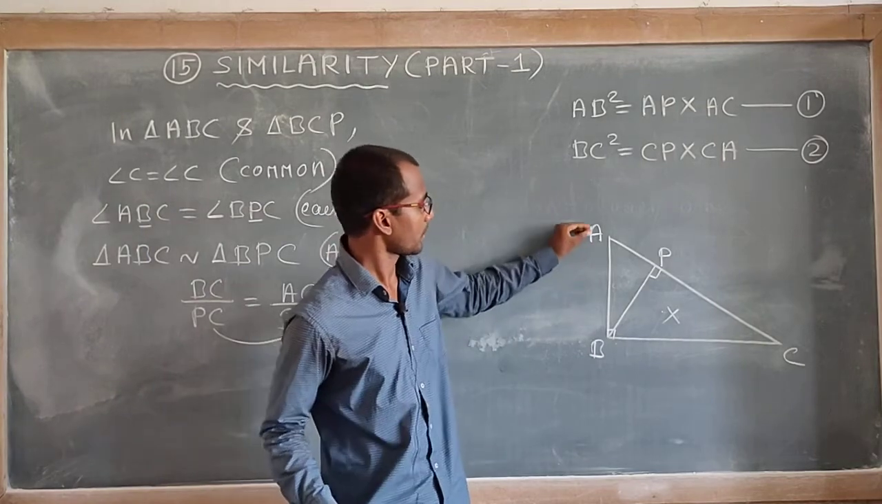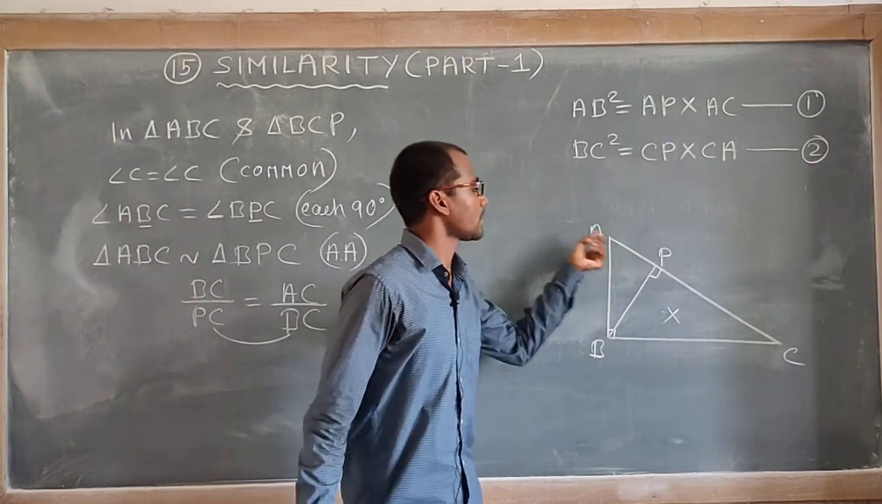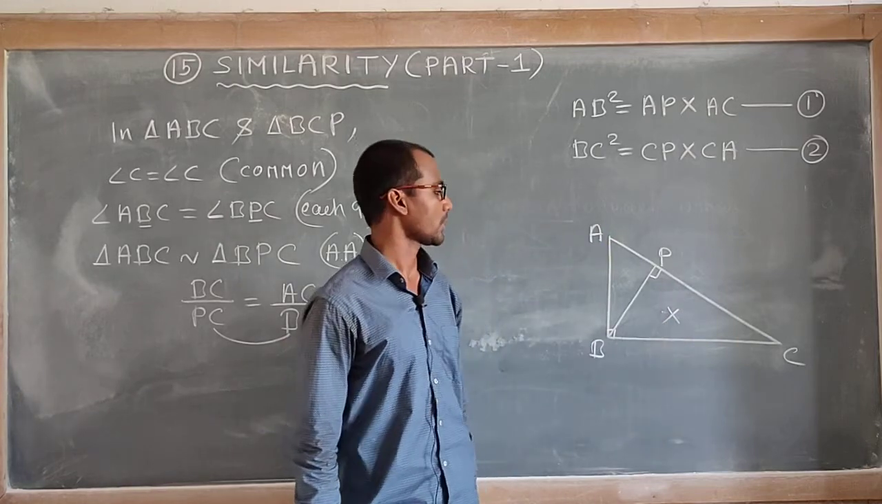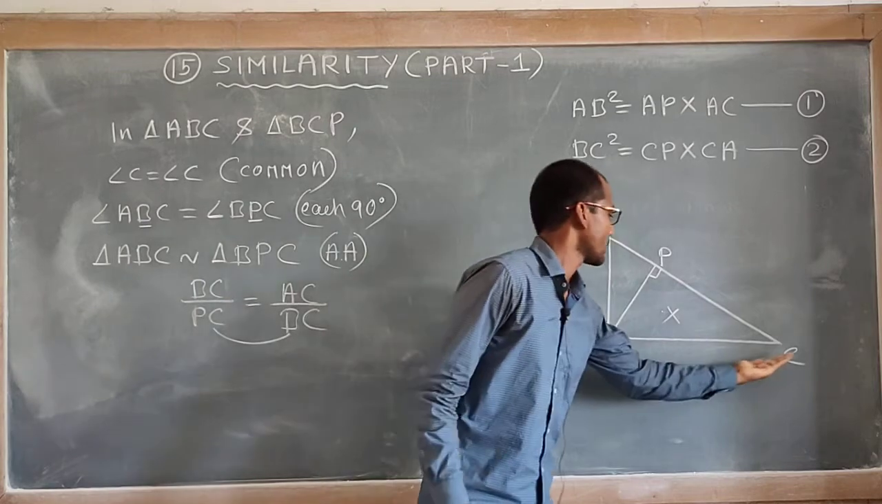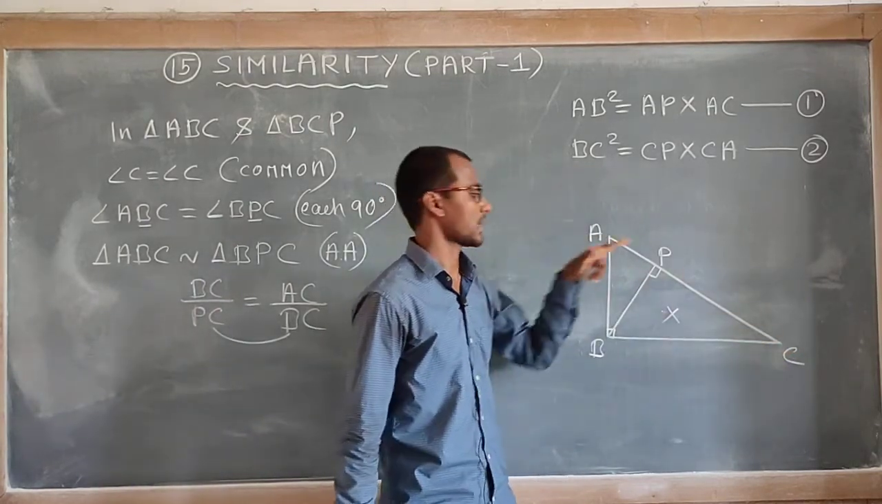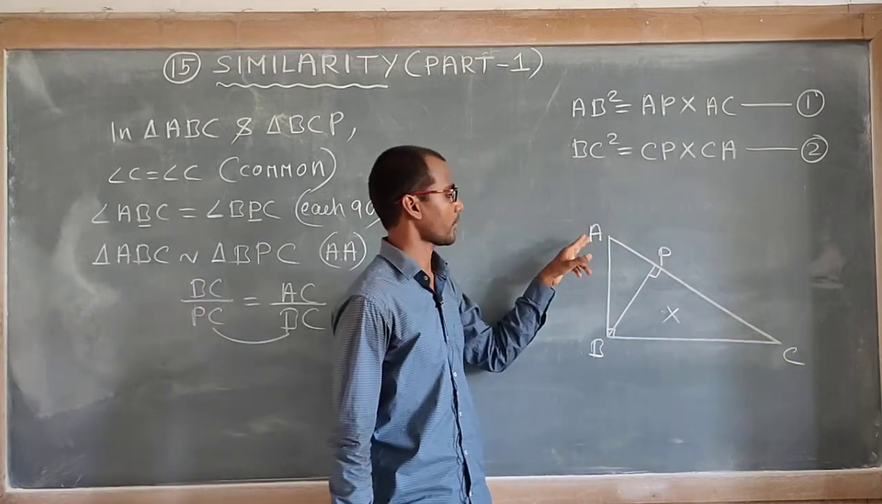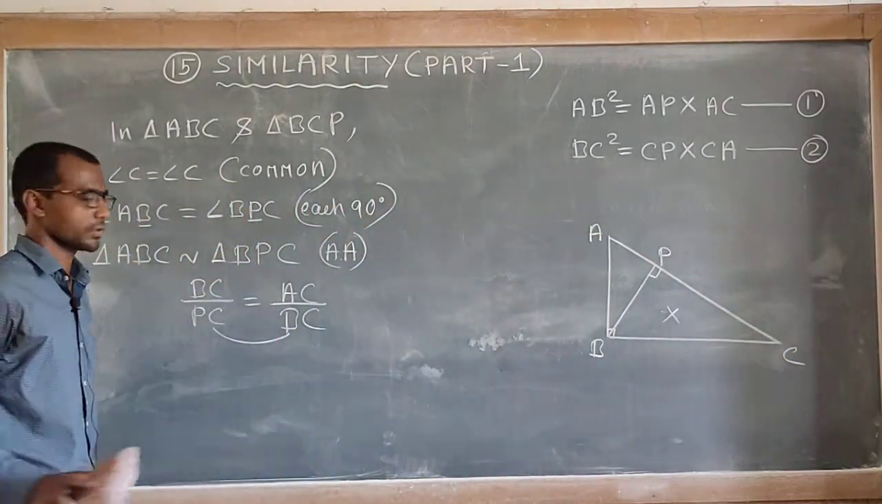So first we got AB square, start from A. AB square is equal to AP into AC. Then we got CB square. I have written BC square, you can use CB square. CB square is equal to CP into CA. Start from C. First we started from A, then we start from C. So this is the second equation we got.